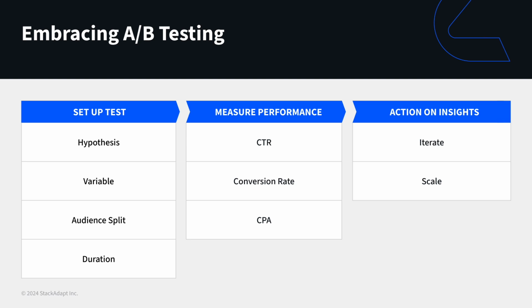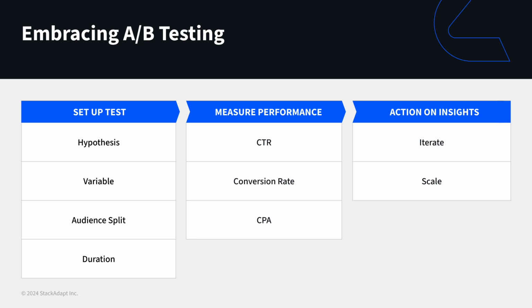So let's start with hypothesis. This is where you make an educated guess based on your past data or intuition about what changes might improve your campaign performance. So for example, you might hypothesize that changing the color of your CTA button will increase click-through rates. So that's one hypothesis.